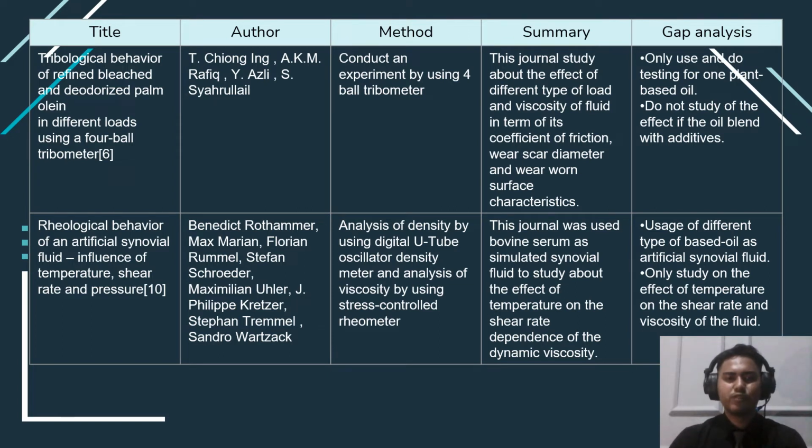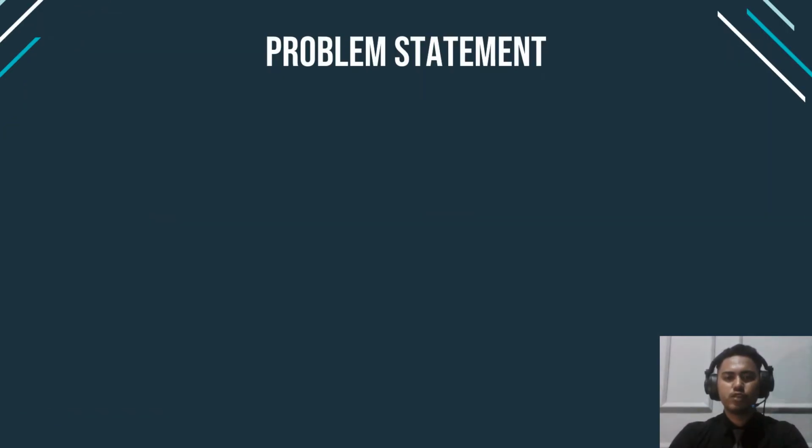First is the type of base medium oil that we use. I will use a plant-based oil as the base medium, which is canola oil. Second is the different concentrations of additive that we use in my project, which is different concentrations of hyaluronic acid: 0.5%, 1%, and 1.5%. Last but not least, the gap of studying the effect of increasing loads on the friction coefficient and friction torque. This is the problem statement of my project.